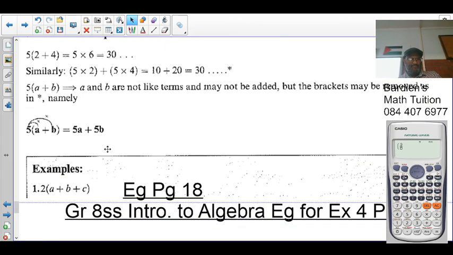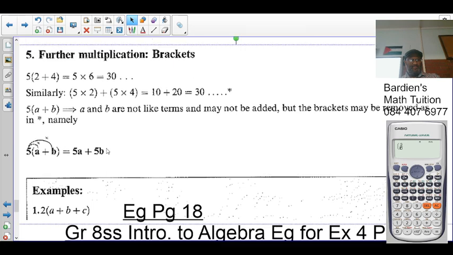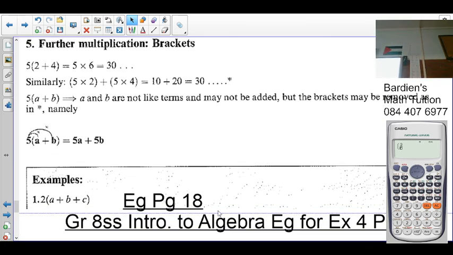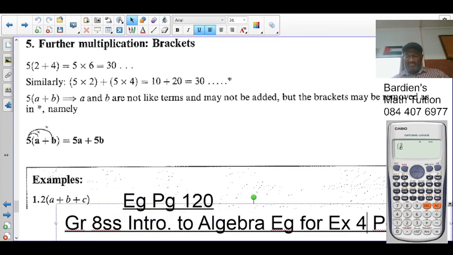So we're looking at the examples on page 20. And this is for exercise 7 on page 20.